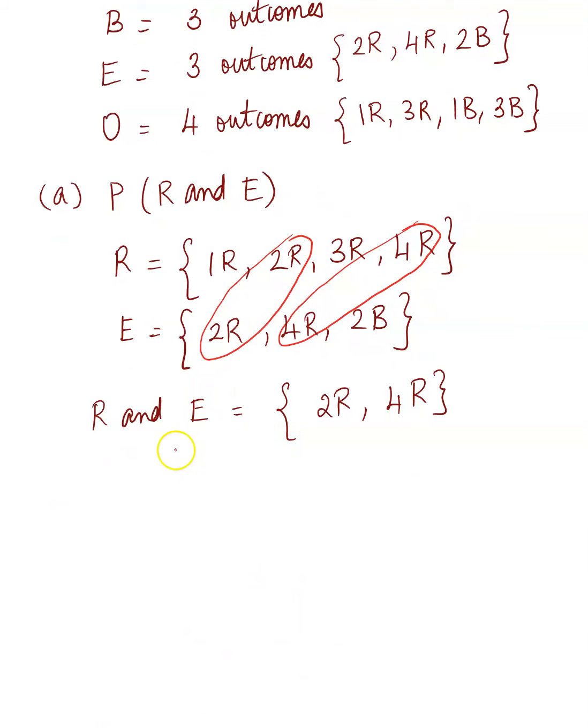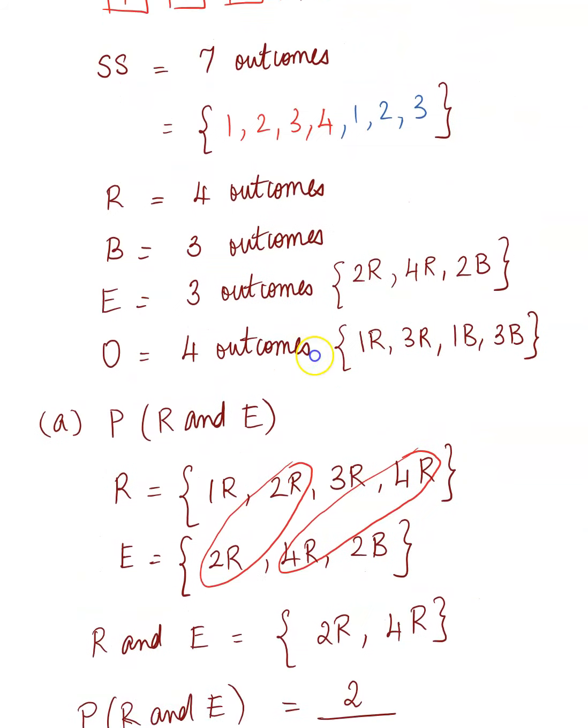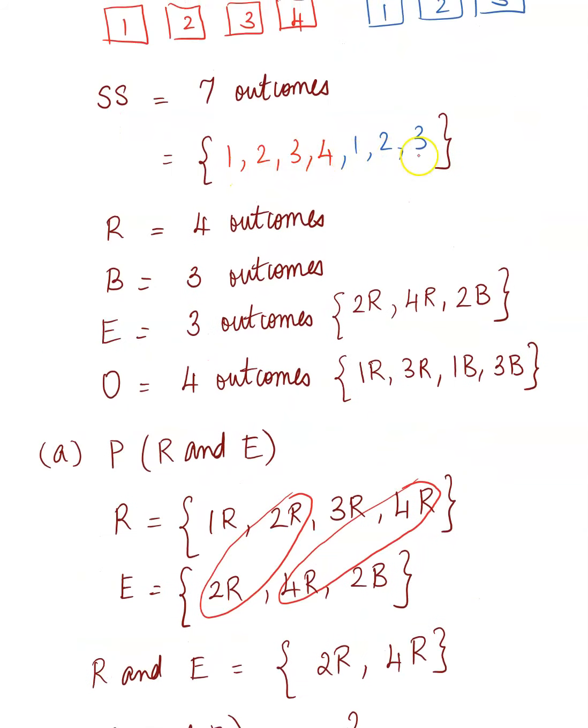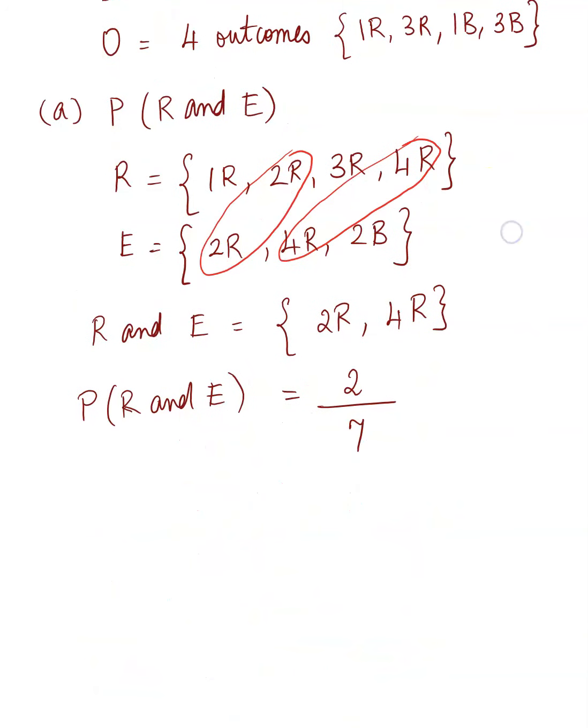So there are 2 outcomes that are possible in R and E. So probability of R and E would be 2 outcomes from R and E out of a total of 7 outcomes. Remember? We had 7 outcomes here. So 1, 2, 3, 4, 5. 1, 2, 3, 4 here, and 1, 2, 3 from the blue. That's 2 out of 7.